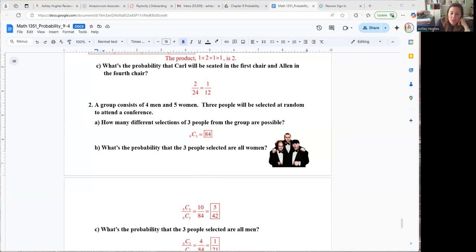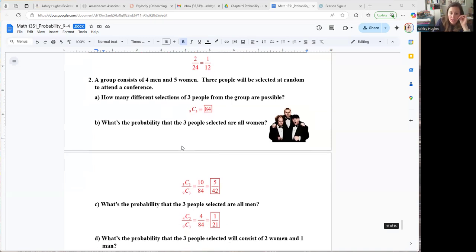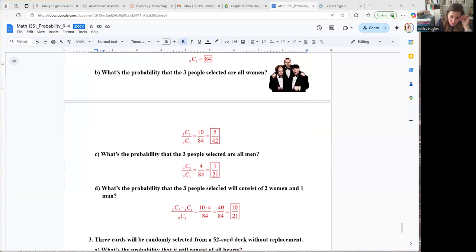What's the probability that all 3 people are men? Well, that one you just have 4 men. So to figure out the different ways you could choose 3 from those 4 is 4 choose 3, which is 4. And then 9 choose 3, which was 84. So 1 over 21. What's the probability that the 3 people selected will consist of 2 women and 1 man? So this is putting it together. So you got 2 women, 5 choose 2, and then 1 man, there's 4 men.